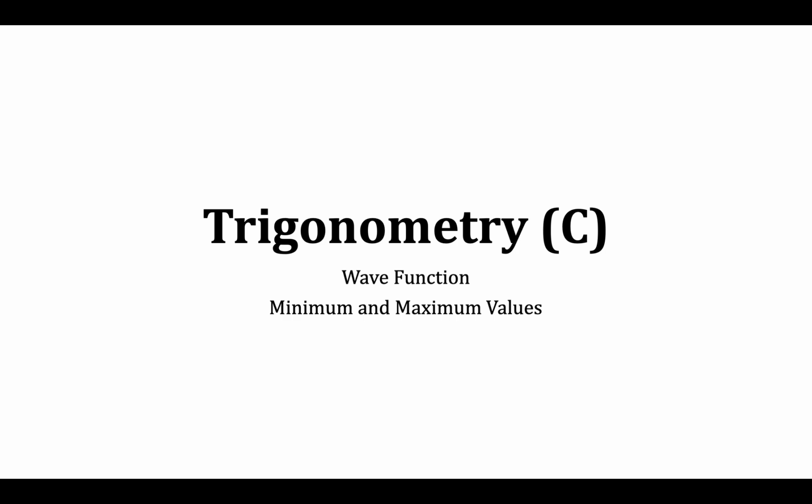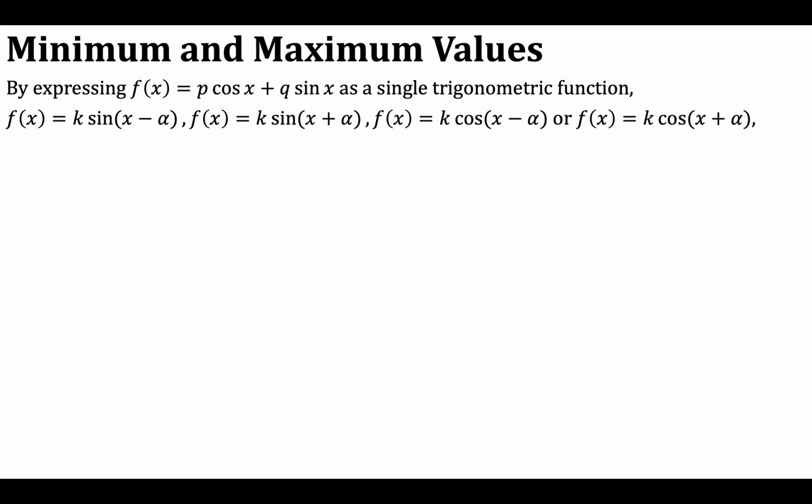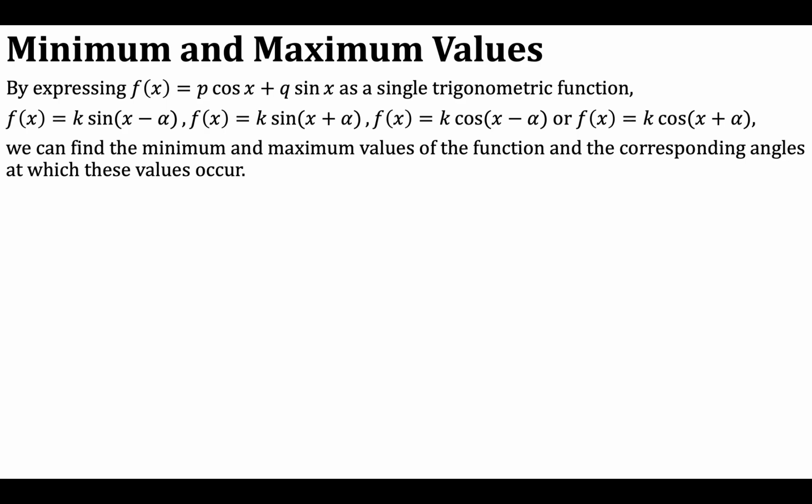In this video we're going to continue with the topic of trigonometry C, and we're specifically going to study minimum and maximum values of wave functions. If we express a function of the form p cos x plus q sin x as a single trigonometric function, we can then find the maximum and minimum values of the function and the corresponding angles at which these values occur. And these are basically graph transformations based on the graphs of cos x and sin x.